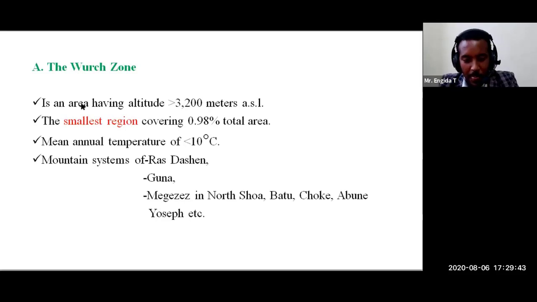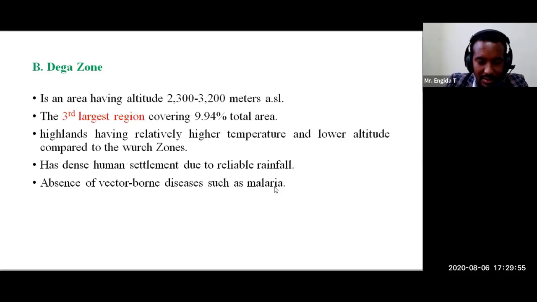So, don't forget, this region has an altitude of more than that. In terms of total extent, it's the smallest. In terms of temperature, you can imagine the coldest part and the rainy parts of the country.